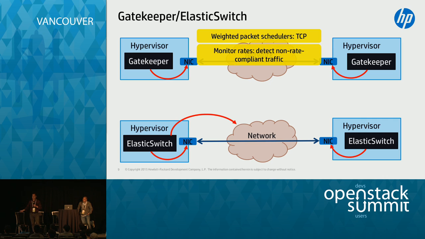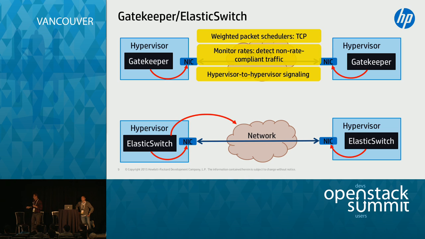However, not all traffic is congestion controlled TCP, so Gatekeeper has a fallback mechanism. It's constantly monitoring the traffic rates and identifying non-compliant traffic. And once that traffic is identified, compute node to compute node, hypervisor to hypervisor signaling occurs that causes the transmission side to have stricter rate limits when it receives these congestion notifications. So that's the basic strategy that Gatekeeper uses.